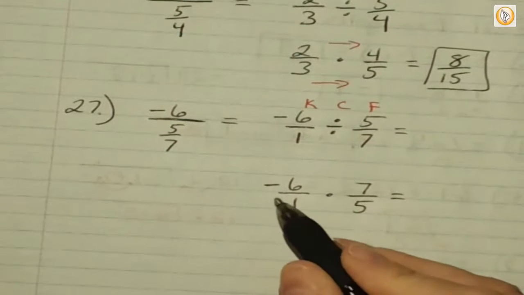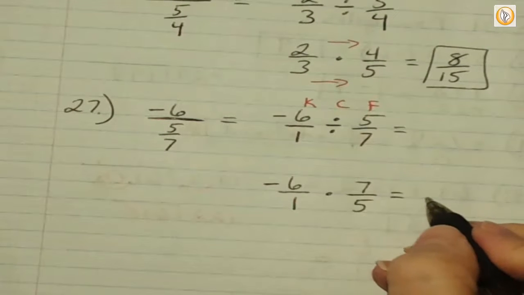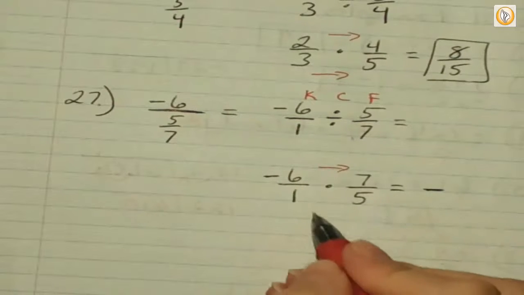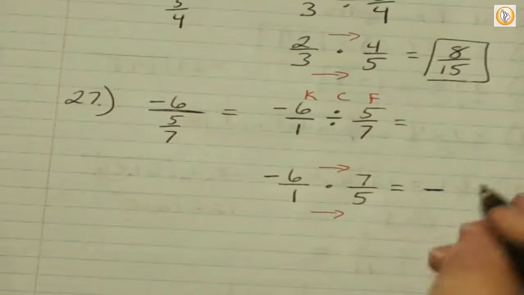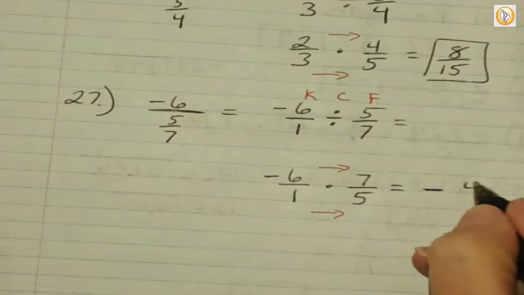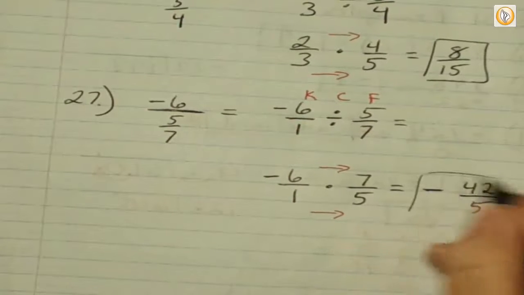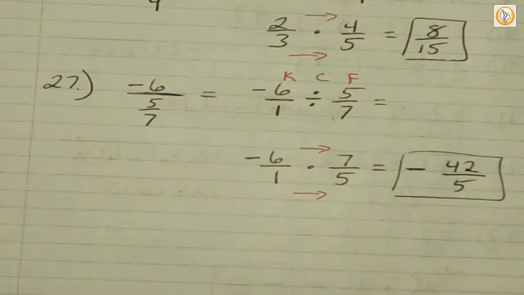Cecilia, I have a negative fraction times a positive fraction. What will my answer be? Positive or negative? Negative. Very good. It's going to be negative. Can I do any cancellation? Okay, so all we're doing is multiplying across. Aiden, what is 6 times 7? 42. And 1 times 5. There's your answer. Any questions?